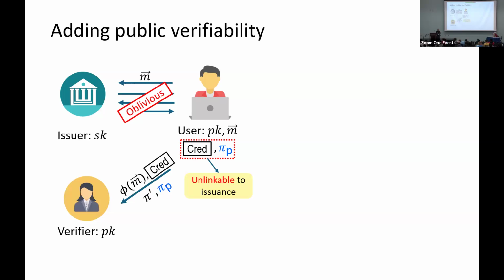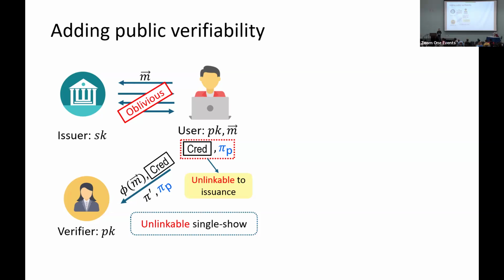And to do the unlinkable public show, the user simply sends the credential and proof, together with a proof of knowledge of the hidden attributes, to the verifier. However, the user cannot do this unlinkable showing twice, because the two different showings can be linked.